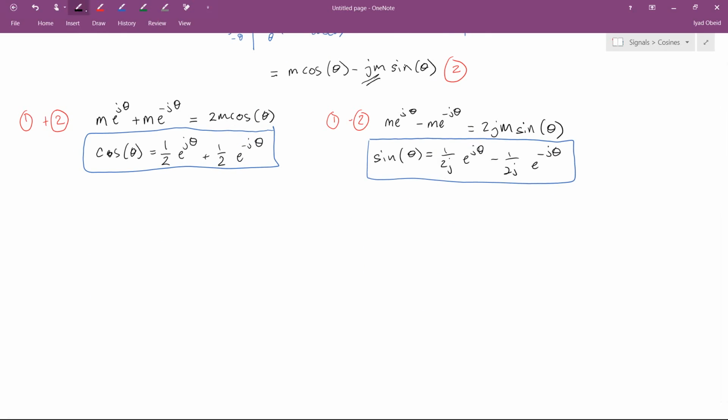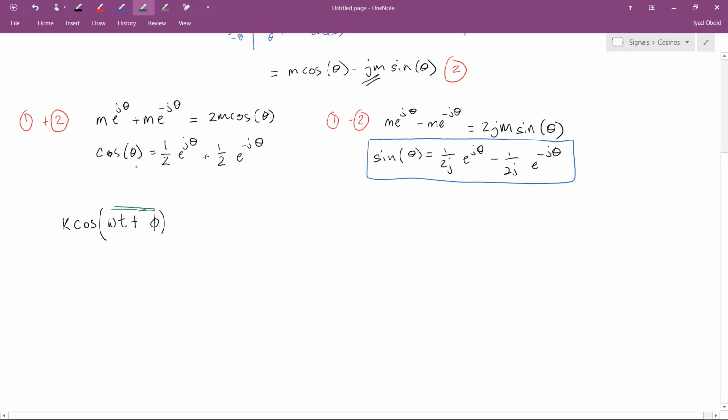Now, we know that most cosines aren't just cosine theta. We know that the generic form of a cosine is k cosine of some frequency omega t plus a phase shift phi. So let's see if we can figure out how to rewrite that as a complex exponential. All I'm going to do is take the entire contents of my parentheses and substitute them in for theta, and I'm going to scale the whole thing by k.